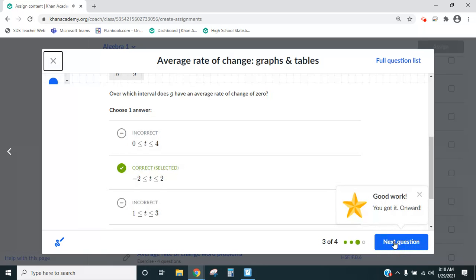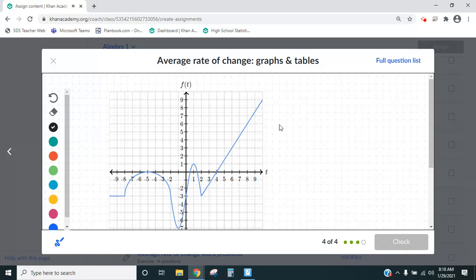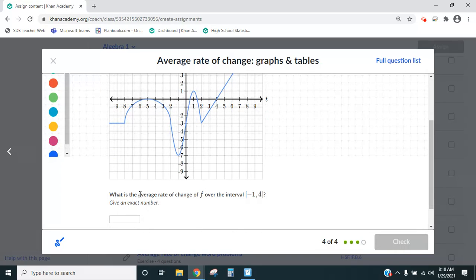Okay, let's do a different one. An average rate of change. Now it's on a graph. So what's the average rate of change of f over the interval negative 1, 4? So what this means is x equals negative 1 and x equals 4. So when they word it like that, that means look at negative 1. So there's the graph. And then go over to 4. There's the graph. Let's measure what happened to the y coordinates.